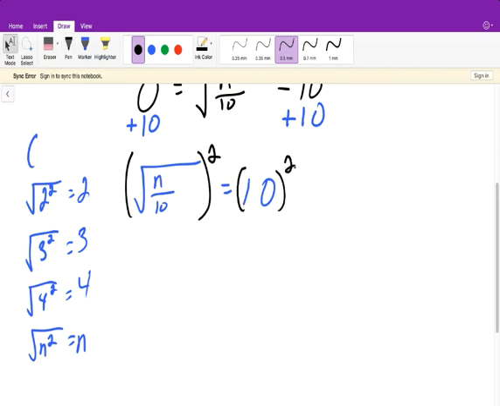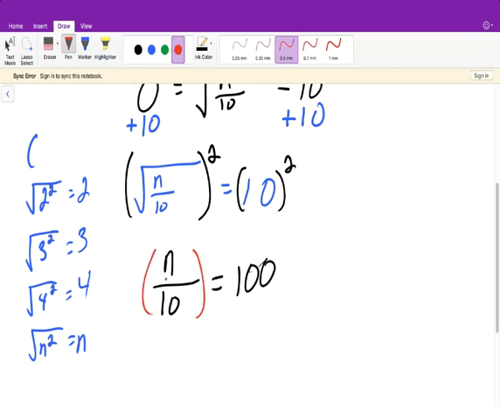So we square one side, we have to square the other. So then we get n over 10 is equal to 10 squared, which is 100. And now we just have a regular algebraic equation. So to get rid of the division on the n, that means we need to multiply each side by 10. And when we multiply 100 by 10, n is then equal to 1,000.